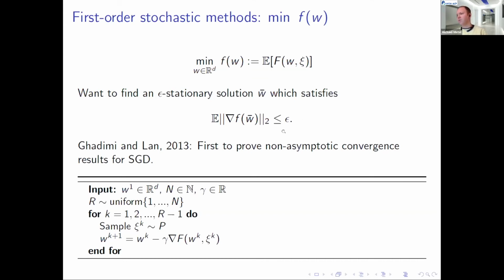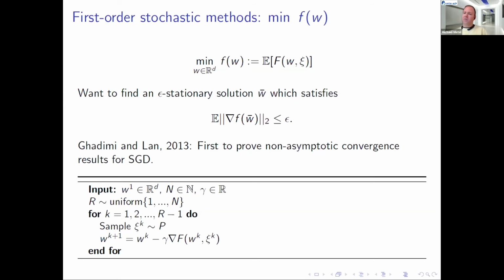So we want to design algorithms which guarantee, and we can give an upper bound on how much computational power or how many iterations is required to ensure that in expectation, the norm of the gradient is less than or equal to epsilon.